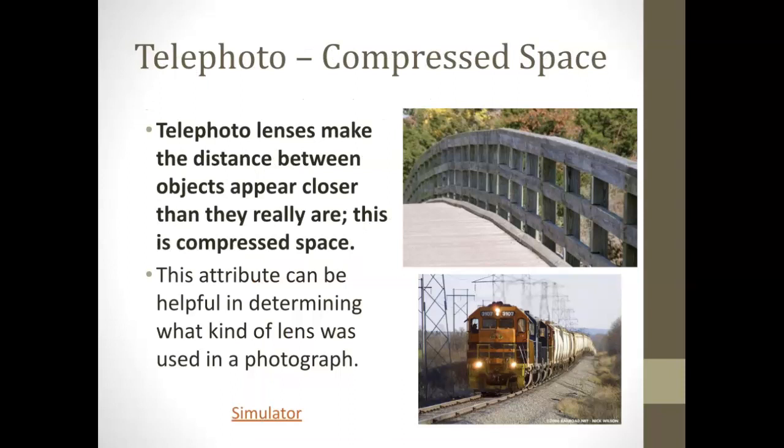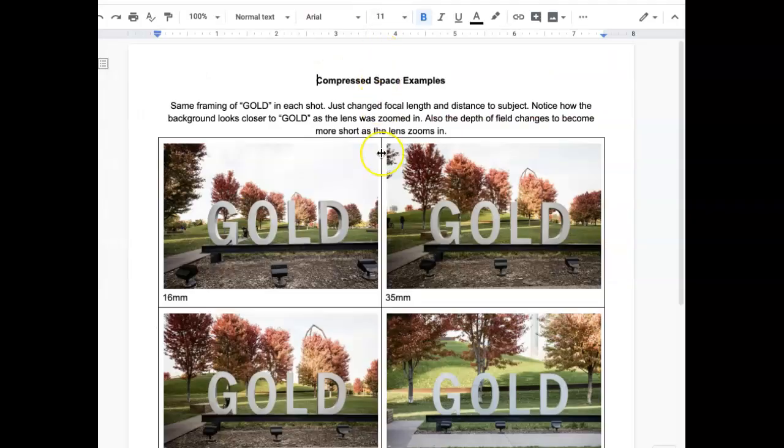The next thing we're going to talk about is something called compressed space. Telephoto lenses make the distance between objects appear closer than they really are, and that's something that's called compressed space. Like in this picture example, we have the front of the railing here that looks like it's pretty close to the back of the railing, even though we know that they're quite far apart. The front of the train compared to the back of the train. There's a simulator that you can click on to see this as well, but I have a little example that I'll show you right here.